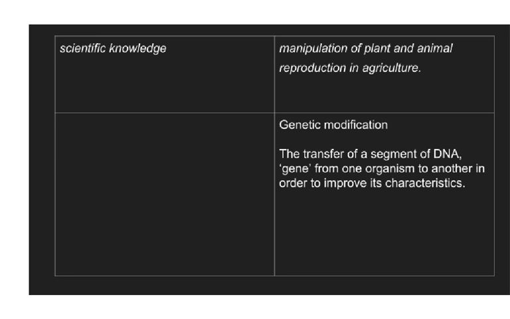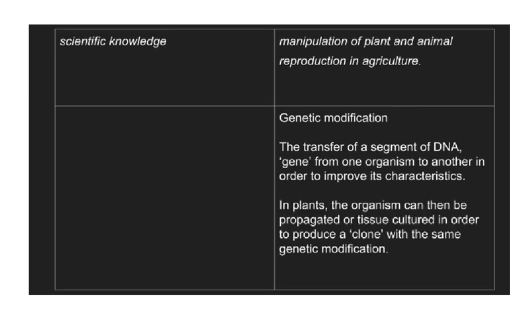Genetic modification can also be used in agriculture. It involves the transfer of a segment of DNA, which codes for a gene, from one organism to another in order to improve its characteristics. In plants, the organism can then be propagated or tissue cultured in order to produce a clone with the same genetic modification. This saves scientists from having to take each organism within the species and insert the gene into it separately.